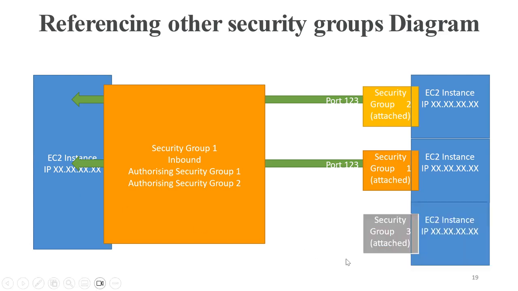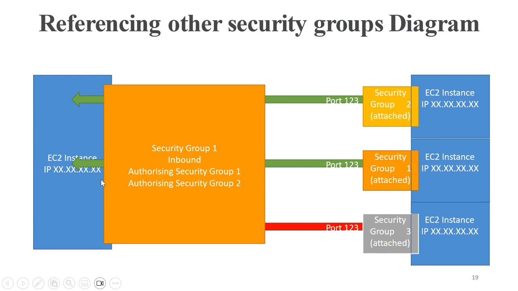Suppose you have another EC2 instance which is using security group 3. Not allowed. Yes, this instance won't be allowed because we didn't authorize security group 3. So the instances which are using security group 3 are not allowed. Overall, the instances or load balancers, whatever they are, which are attached with security group 1 or 2 are allowed to enter into this EC2 instance. Other instances which are using other security groups are not allowed. So that is the beauty of referencing one security group from another security group.